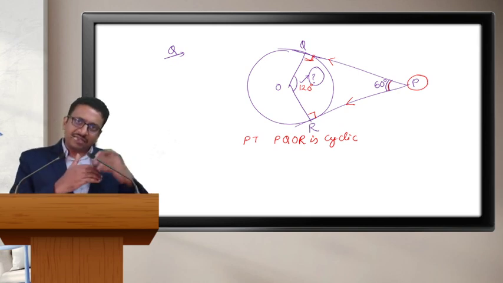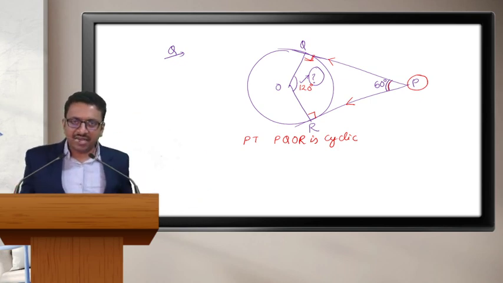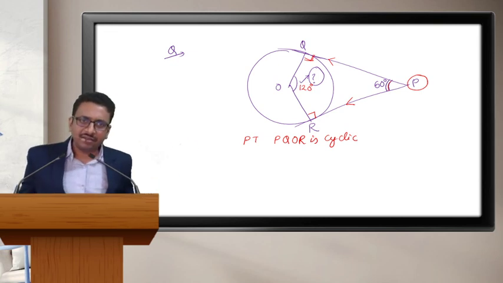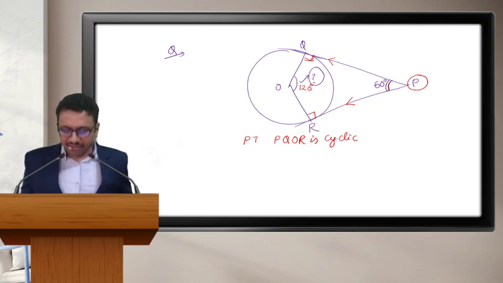And this condition works in both directions. If it is cyclic, then the sum of opposite angles is 180. If the sum of opposite angles is 180, then the quadrilateral will become cyclic. Okay? So let us stop here for today.